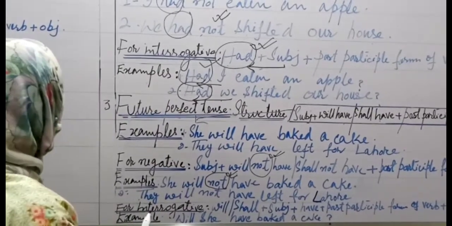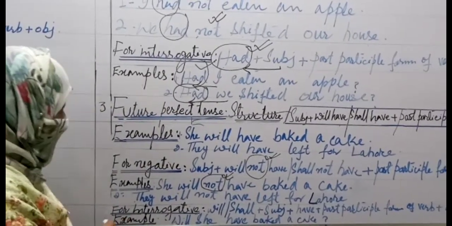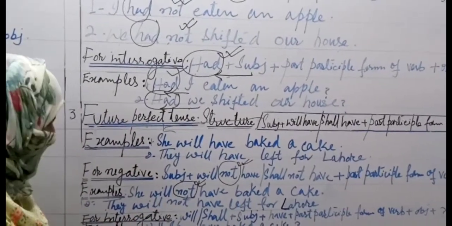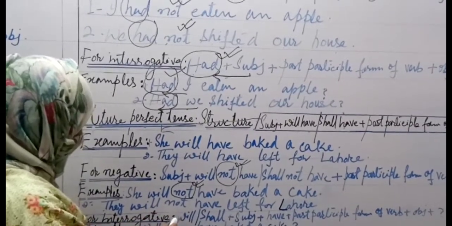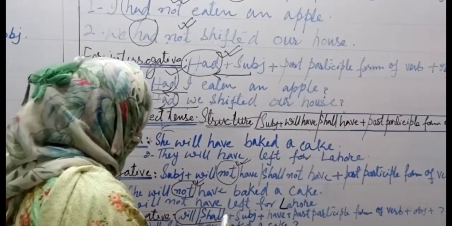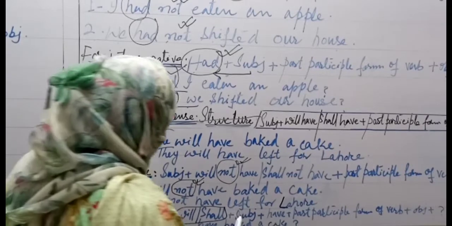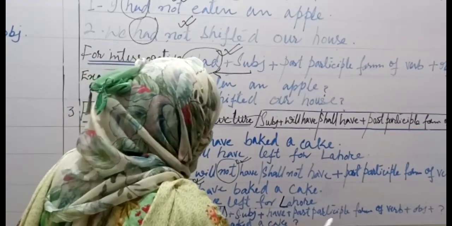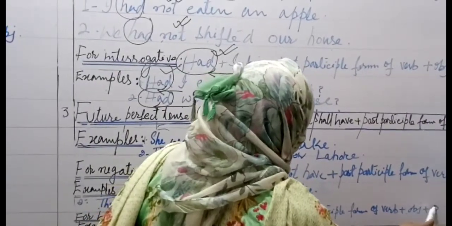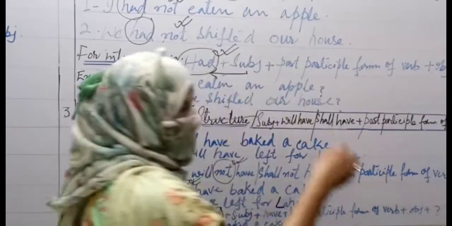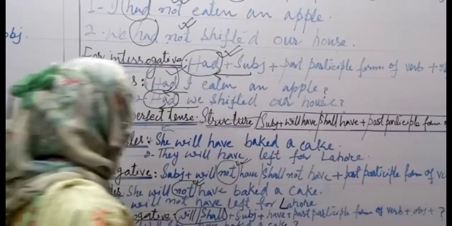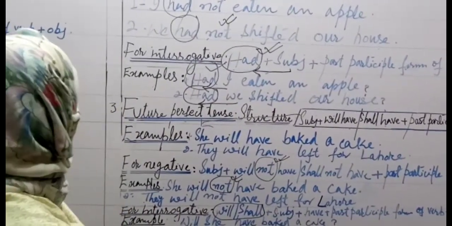Okay? Now move towards the formation of interrogative sentences. That is, how will you make an interrogative of this sentence? Look at the structure. Before the subject, that is, at the beginning of the sentence, we will put "will" or "shall". Then the subject, "have", the past participle form of the verb, the object, and at the end of the sentence, the sign of interrogation. You can say after the completion of the sentence, we put the sign of interrogation, that is, the question mark. So look at the example.